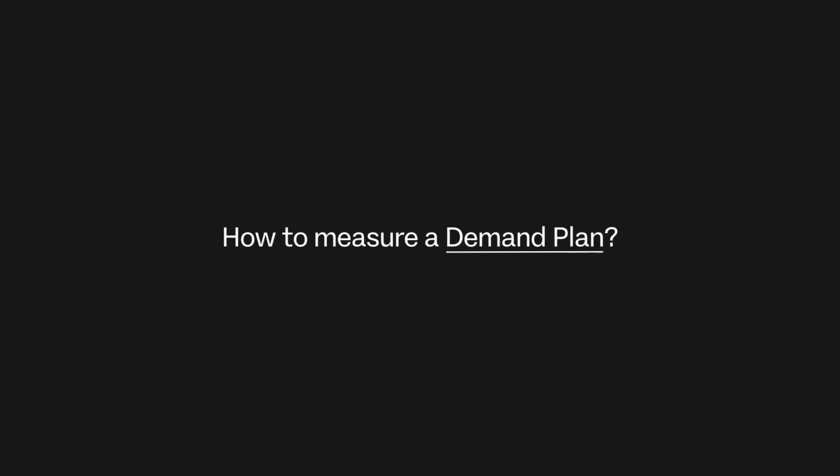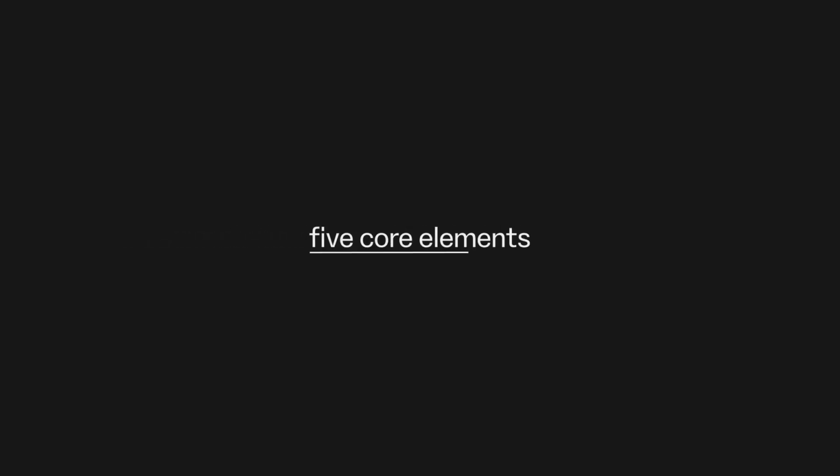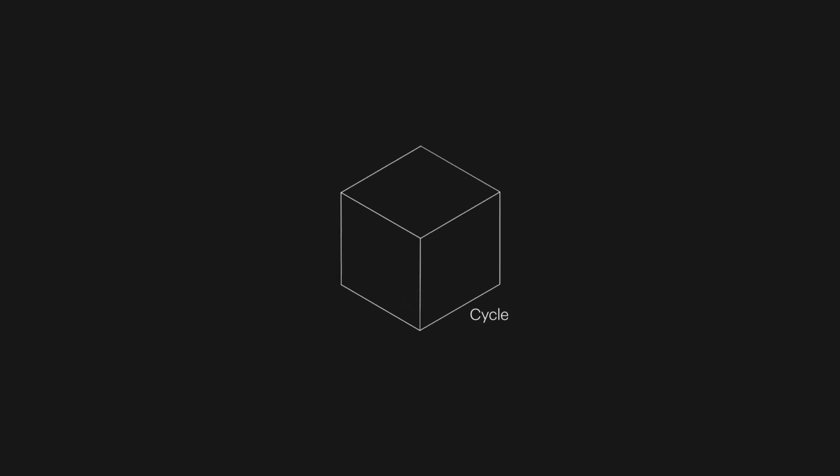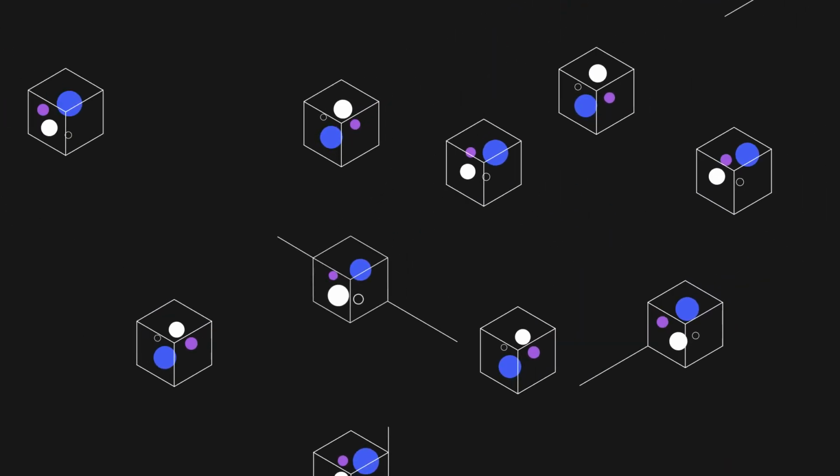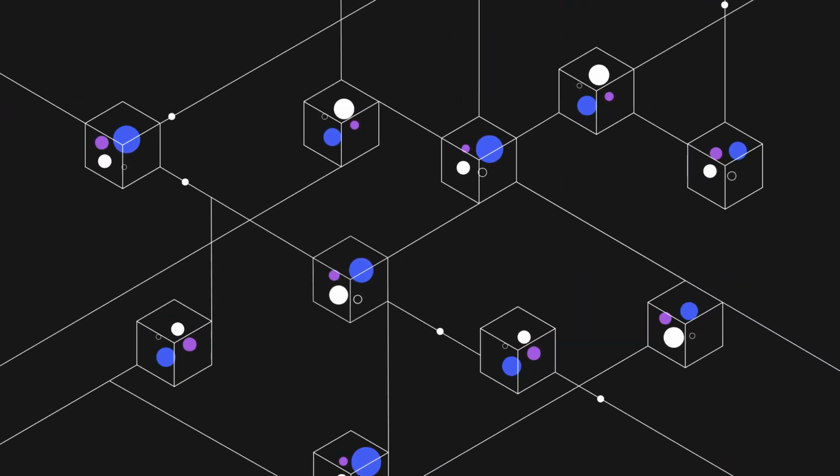How do you measure a demand plan? Measuring a demand plan involves 5 core elements: time, level, cycle, data, and calculation. All these elements have to come together to truly measure a demand plan. Let's look at each of these elements in turn.